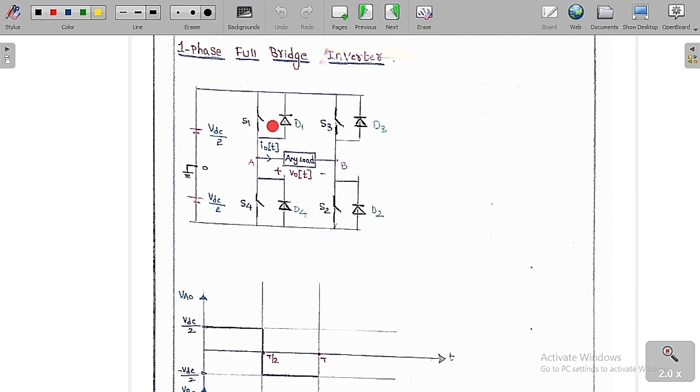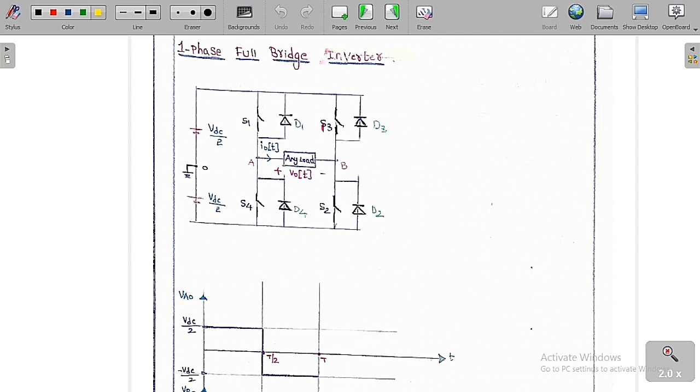So this is switch S1 and switch S2, switch S3 and switch S4. We are going to keep a diode in parallel with each of them: D1, D2, D3 and D4. Now I am going to keep the load between these two legs. The load can be of any type. The load voltage is plus or minus V naught of t and the load current is I naught of t.